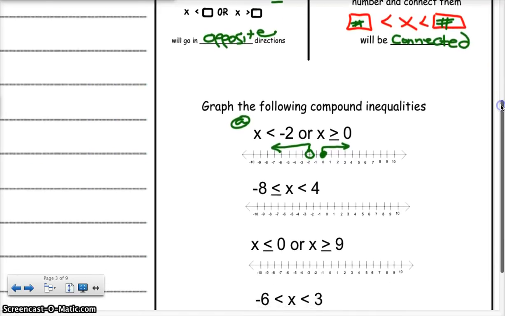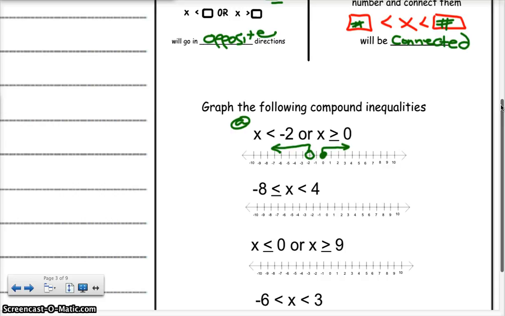The next one, I see X is smushed in the middle, so that tells me that I'm going to be connecting them. Anytime X is smushed in the middle, you're going to be connecting them. So -8 is less than or equal to X. So I make a closed circle at -8. I make an open circle at 4, and X is between them. Connect them.